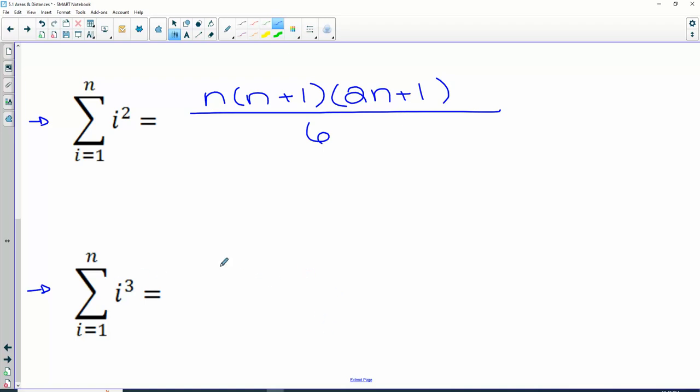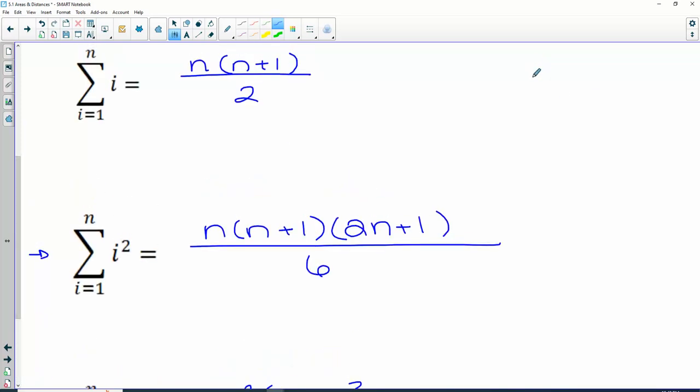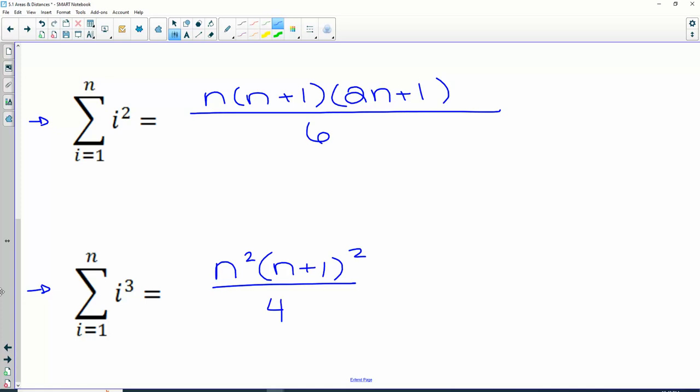Alright, so i cubed. It's actually a lot like the first one. It's n squared times (n plus 1) squared over 4. So the sum of i cubed is just the first formula squared. Interesting. You need to know these. It will help you a lot and save you a tremendous amount of time. So get a highlighter, highlight this box, put a big star next to it. You need to know these formulas: n squared times (n plus 1) squared over 4. The rest of today we're just going to practice using the properties and these formulas.